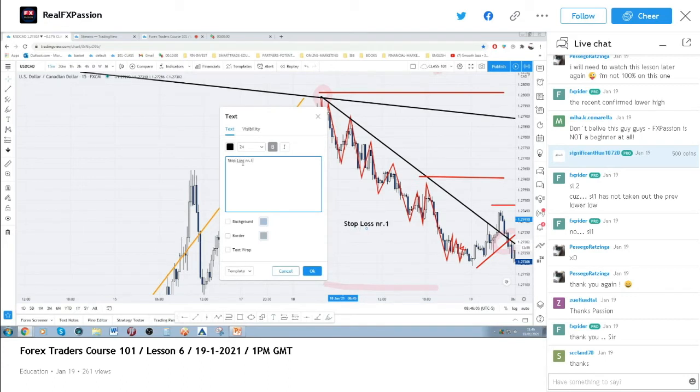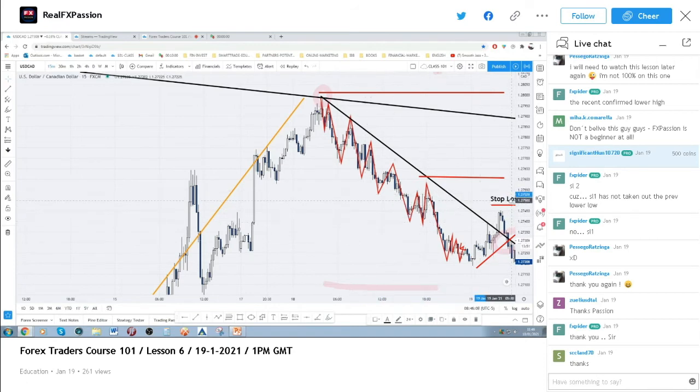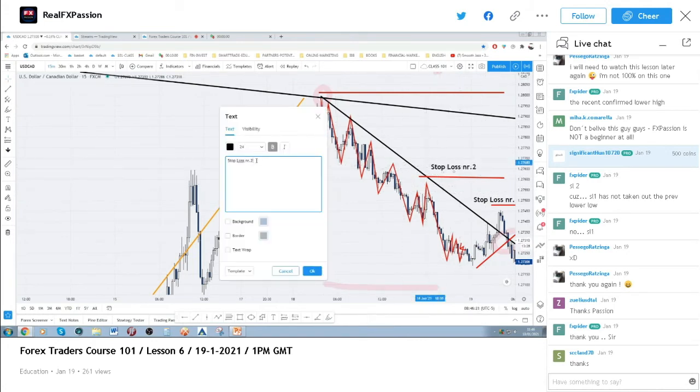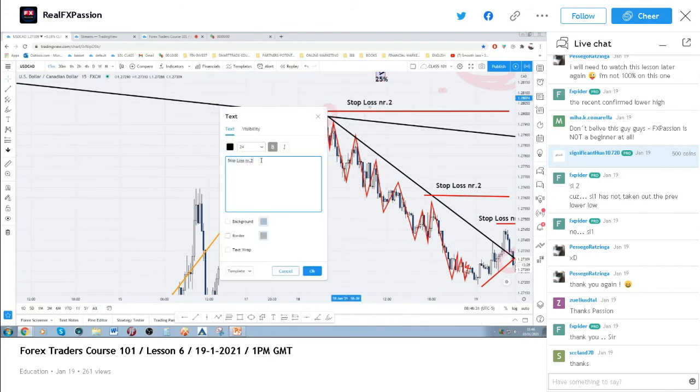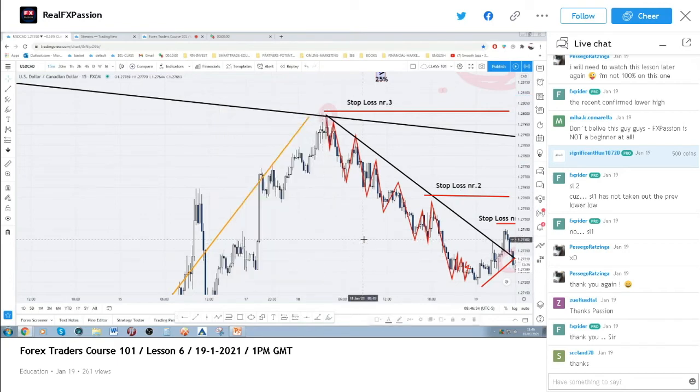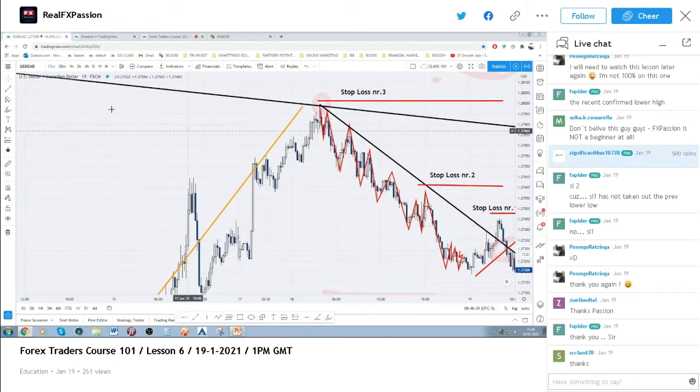Stop loss number one, shorting the short-term downtrend on USD CAD 15-minute chart. This would be stop loss number two. And tricky question, this would be stop loss number three up in here. Everybody, what do you think? And don't be shy, everybody. There is no right or wrong. We are here to learn.